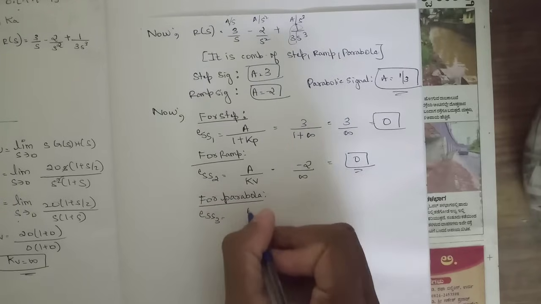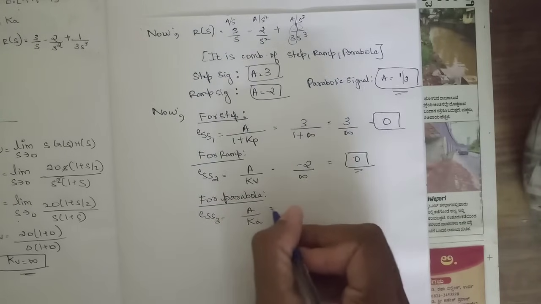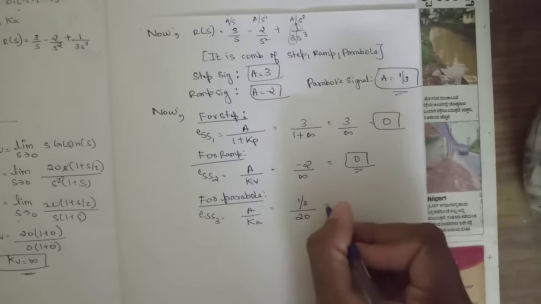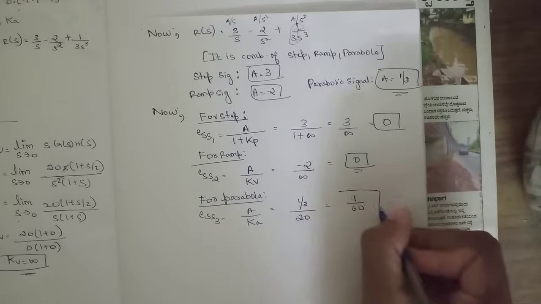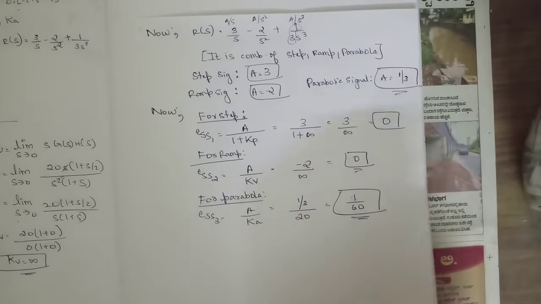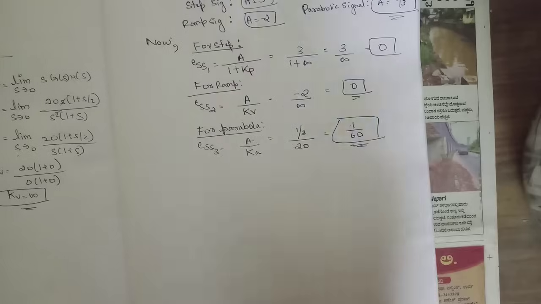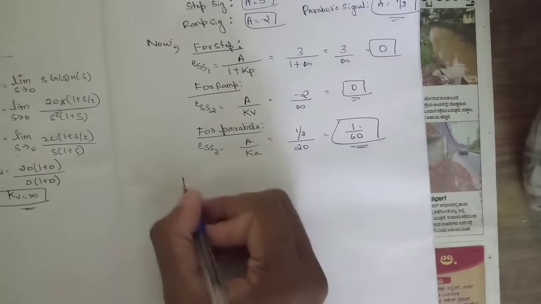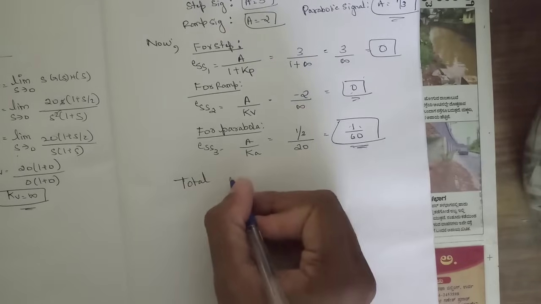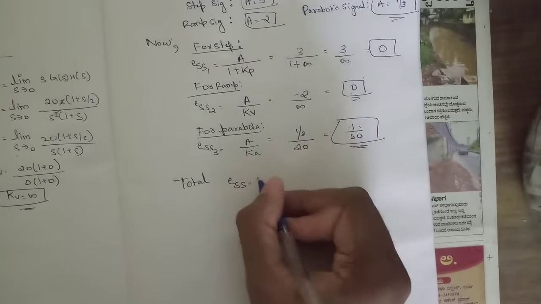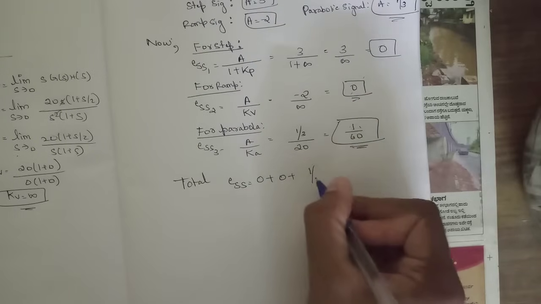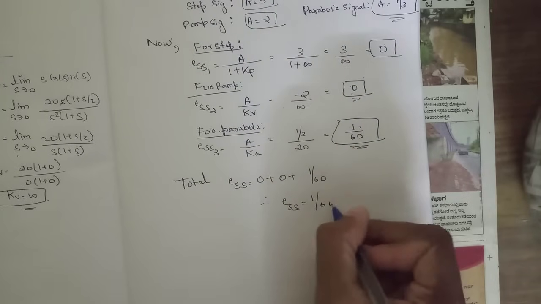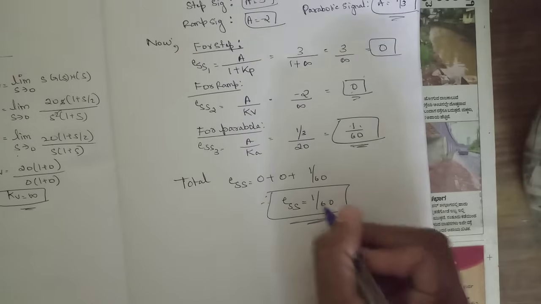For parabola, ESS3 is equal to A divided by Ka. That is 1 by 3 divided by 20, so that is 1 by 60. So these are the values of ESS1, 2 and 3. After the addition of these three, total ESS is equal to 0 plus 0 plus 1 by 60. So our total steady state error is 1 by 60.